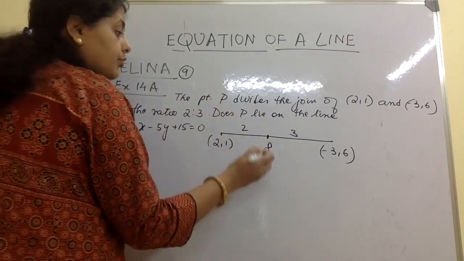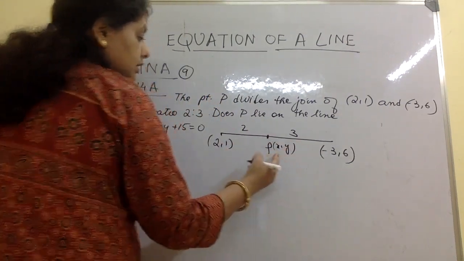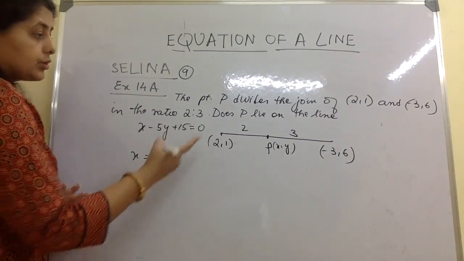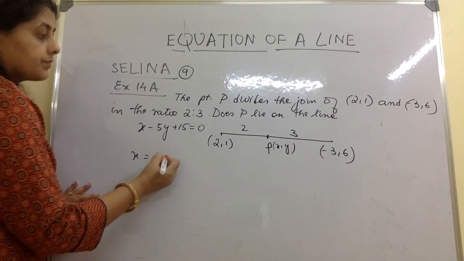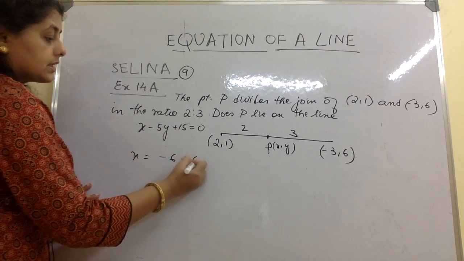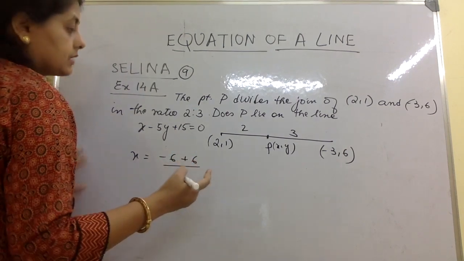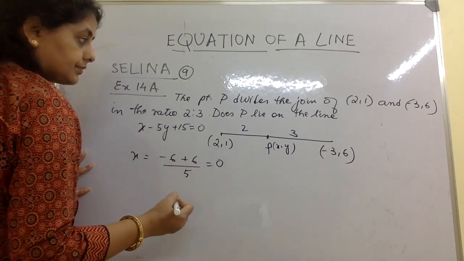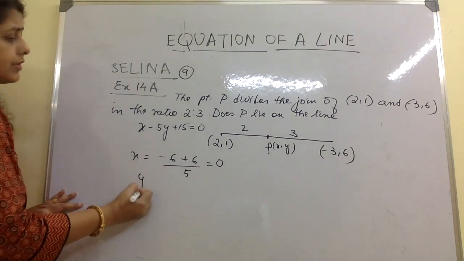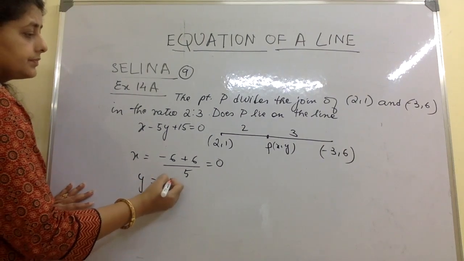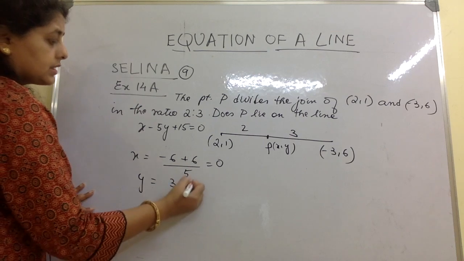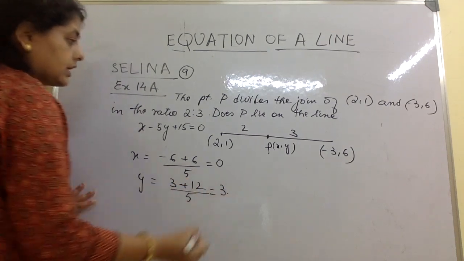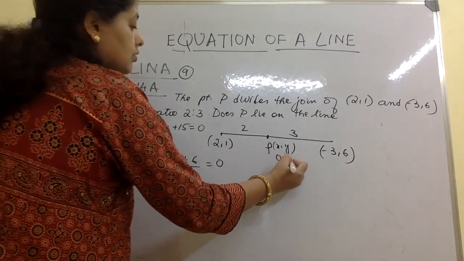Now we are going to get the point. This is x, y. We are going to get the coordinates of P. So here x is equal to, using the section formula, minus 6 plus 6 by 5, that is 0, and then y is 3 plus 12 by 5, that is 15 by 5, that is 3. So this point becomes 0, 3.